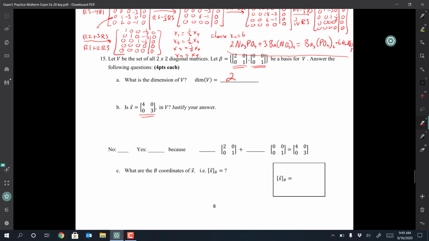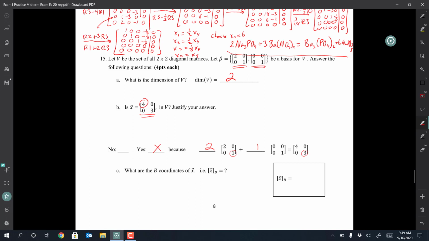Now, what I can see is that to get a value of 4 here, I'm going to have 2 of the first basis vector. Now, if I have 2 of the first basis vector, that's going to give me 2 in that final component. I have 3 in the final component over here, so I'm going to need 1 of the second basis vector. 2 times the first basis vector plus 1 of the second basis vector is going to bring me to the matrix 4, 0, 0, 3. That means that yes, that matrix, that vector, is in the vector space.